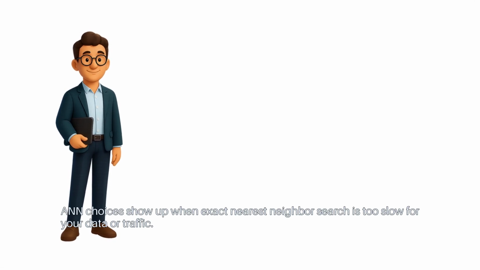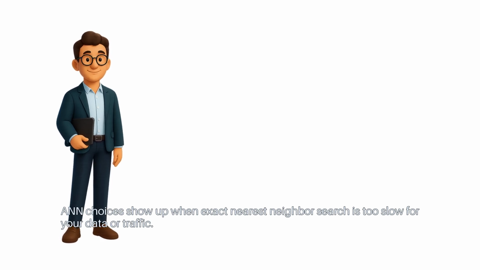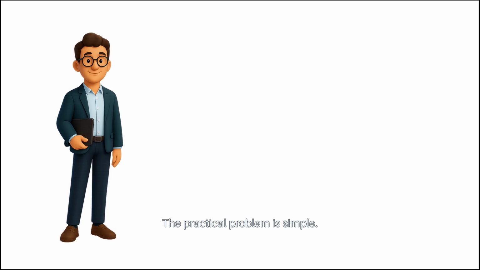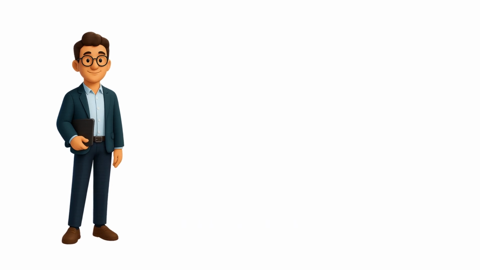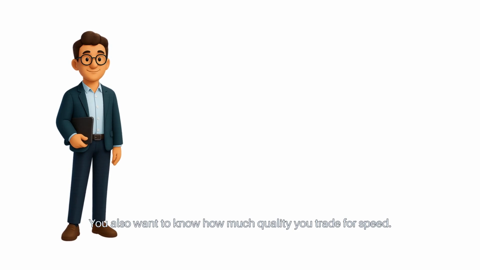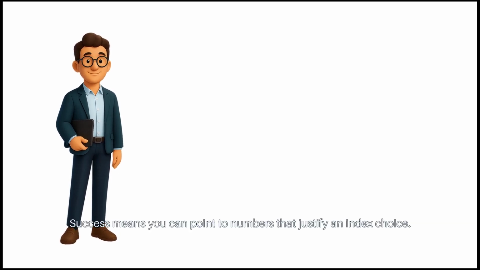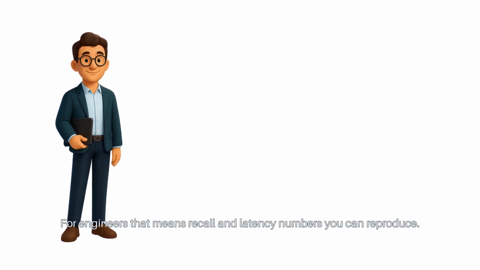ANN choices show up when exact nearest neighbor search is too slow for your data or traffic. The practical problem is simple. You want similar items fast. You also want to know how much quality you trade for speed. Success means you can point to numbers that justify an index choice. For engineers, that means recall and latency numbers you can reproduce.